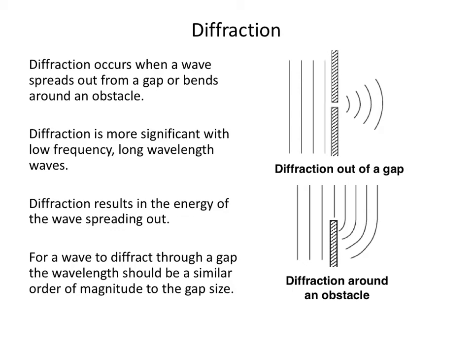And for a wave to diffract through a gap, the wavelength should be a similar order of magnitude to the gap size. So you can see here that the wavelength before is around that distance there is about this, which is why we've got a nice curving effect afterwards. When you draw them, you need to try and make sure that the distance there we call lambda, which is a wavelength, and that's the same as that distance there, which is also lambda.